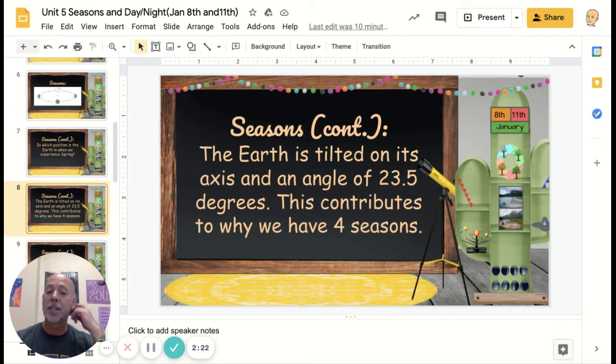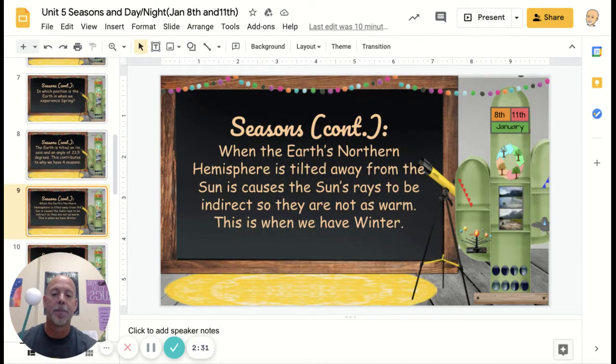All right, the Earth is tilted on its axis at an angle of 23.5 degrees, okay? This contributes to why we have seasons. So when the Earth's northern hemisphere, where we live, is tilted away from the sun, here's the sun, it causes the sun's rays to be more indirect. So they're kind of glancing off of the northern hemisphere. So that's why it's not as warm, okay?